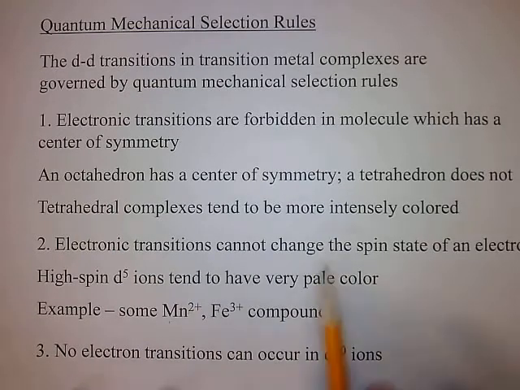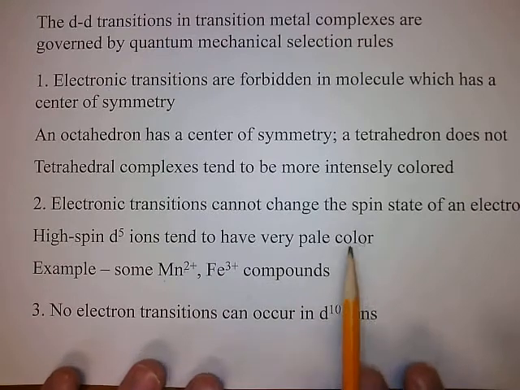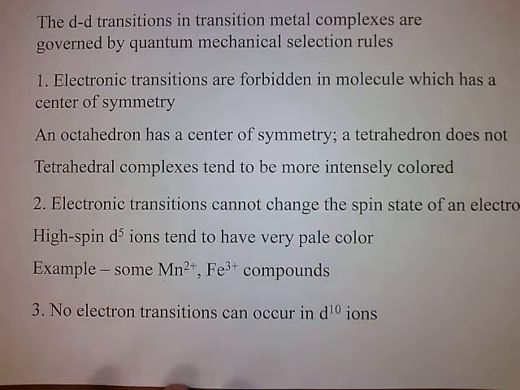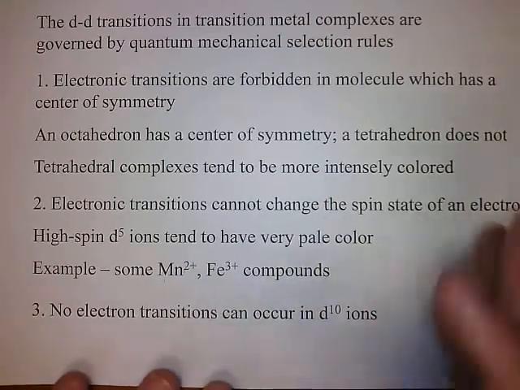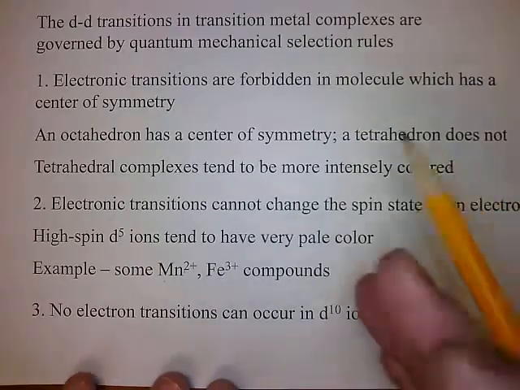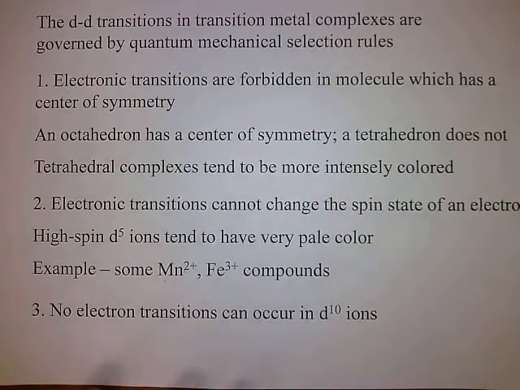So electronic transitions are forbidden in a molecule that has a center of symmetry, which an octahedron does and a tetrahedron does not, so tetrahedral compounds are more intensely colored. We can't change the spin state of an electron, meaning we can't promote an electron and pair them up. And we can't have electron transitions in d10 ions.